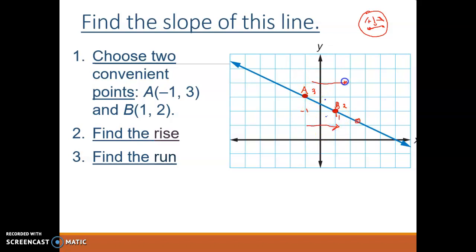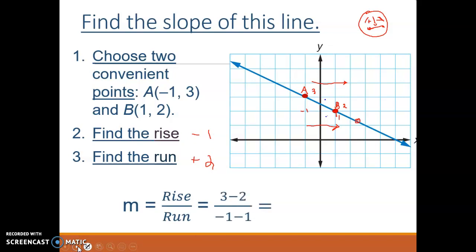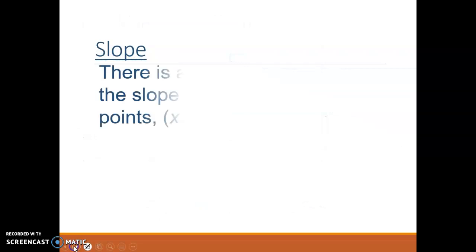If we're going from left to right, our rise went down 1, and it went to the right 2. Rise over run, we take 3 minus 2, and -1 minus 1. Either way, we get -1/2. I did 2 minus 3, and -1 minus 1, but we still get -1/2 as our slope. We did say it was going to be negative because it's a downward slope, and our answer is in fact negative, so that confirms that we have done that correctly.